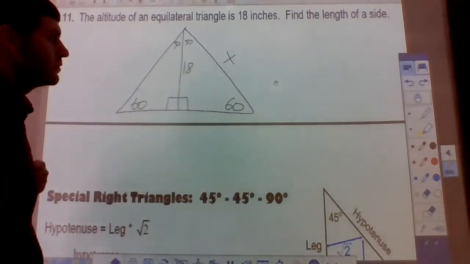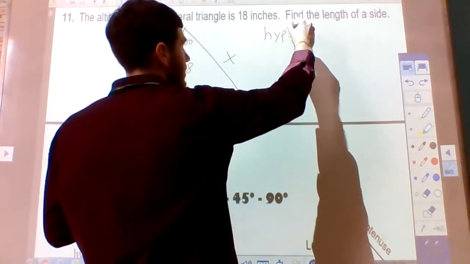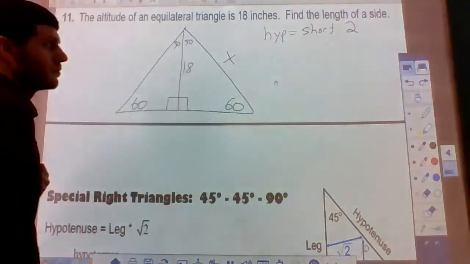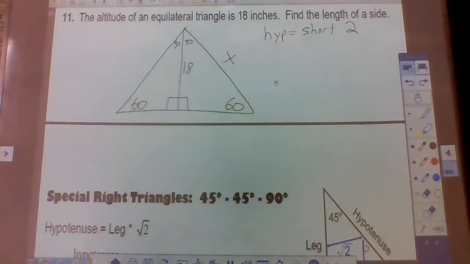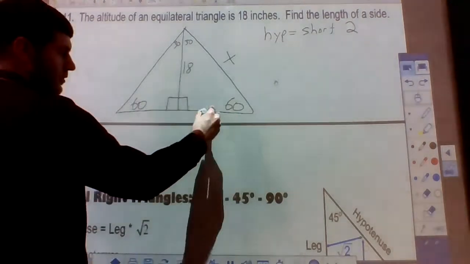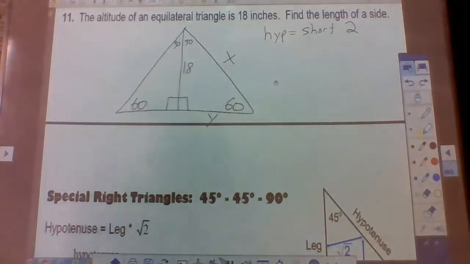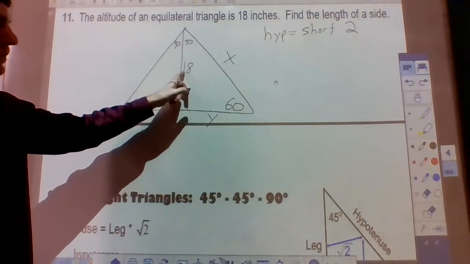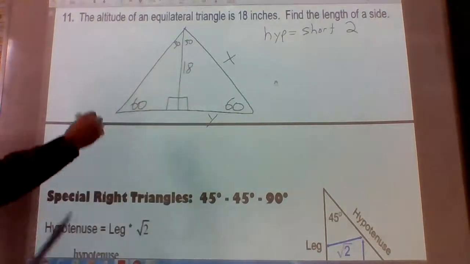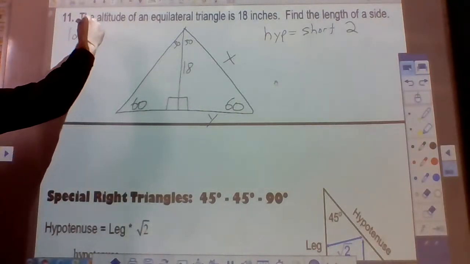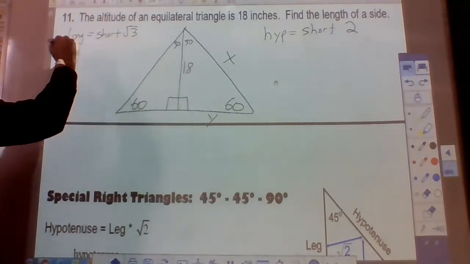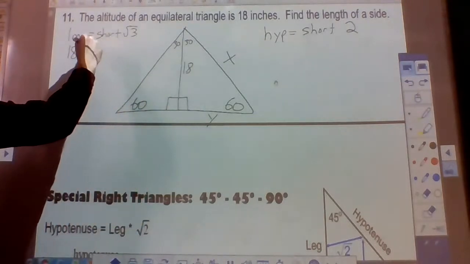We're trying to find the hypotenuse. We know the hypotenuse equals the short leg times 2. We don't know what the short leg is, though. We'll call it y. So we've got to find the short leg. But we do know the long leg. The short leg is opposite the 30 degrees. The long leg is opposite the 60 degrees. So we know the long leg is 18. The long leg equals the short leg times root 3. So the long leg is 18, and we call the short leg y.